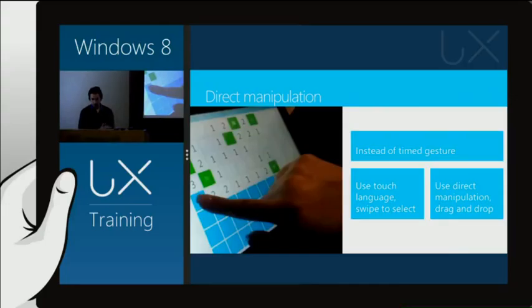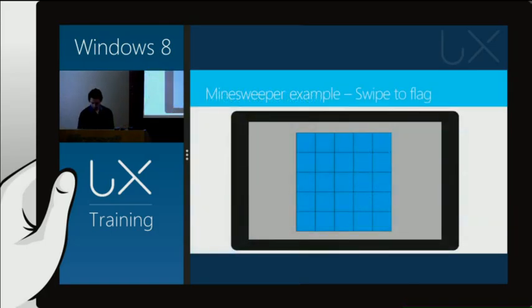So what you could do instead is use a touch language. You can use swipe to select. Flagging is really just a selection. Or you can use direct manipulation, and I'll show you some examples. So I'll tap down to reveal what's under the tile. Notice how there's immediate feedback on the tile. I touch down, it highlights, shows me what's going on. I lift, and it shows me there are 2 mines around.